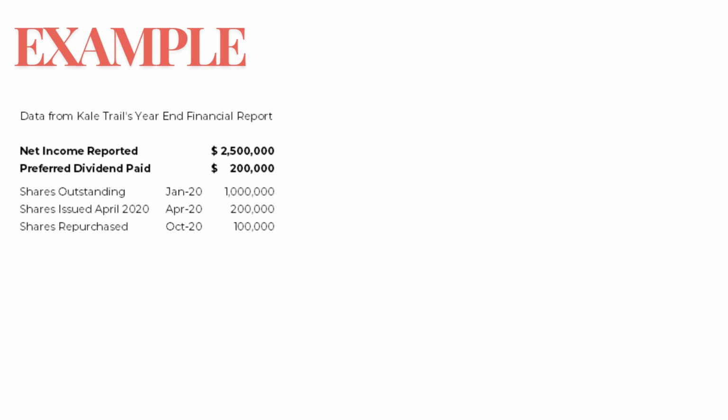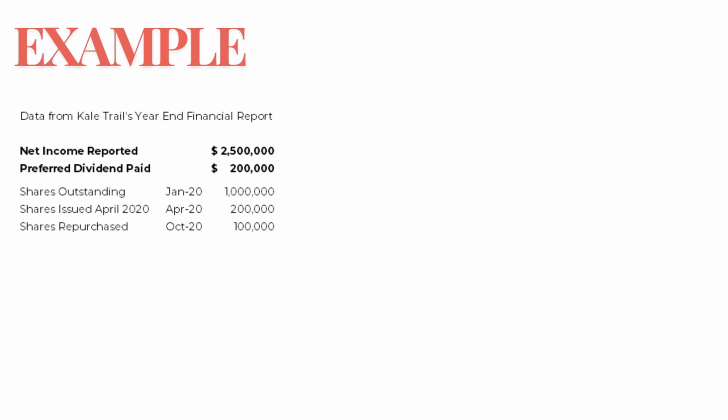You are asked to evaluate a large grocery store chain called Kale Trails. And you're provided with the following data. You have the net income, which is 2.5 million, and 200,000 of preferred dividend paid. They also give you information about the shares. Shares outstanding as of the beginning of the year, 1 million. Issued shares in April 2020, 200,000, and shares repurchased in October, 100,000.